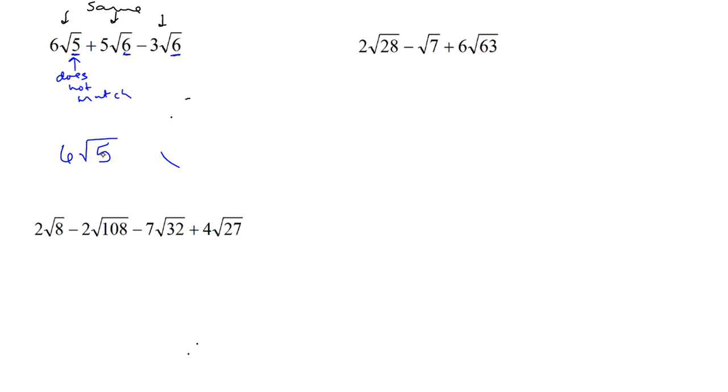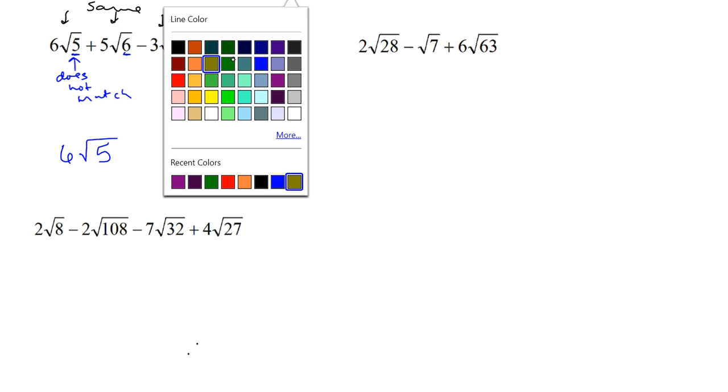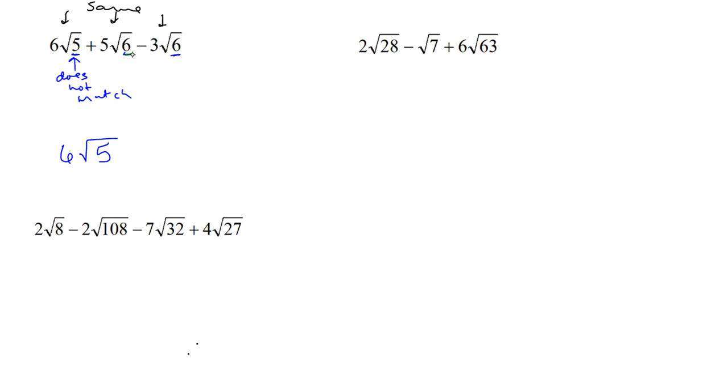Does not change. These other two, though, they both have a 6 and a 6. So we can combine their numbers. 5 minus 3, which is 2, square root of 6. And then we just write that next to that one that we could not combine together. And that would be your answer because you can't combine them anymore.